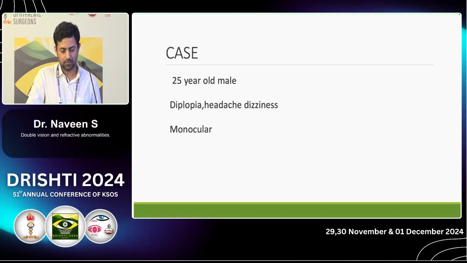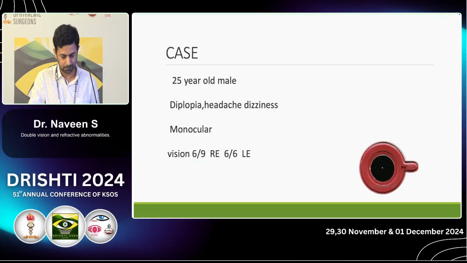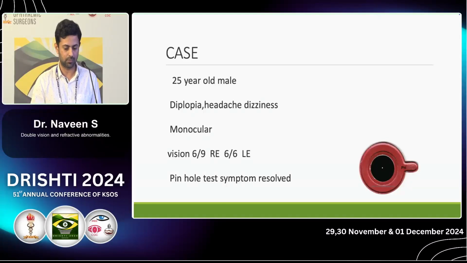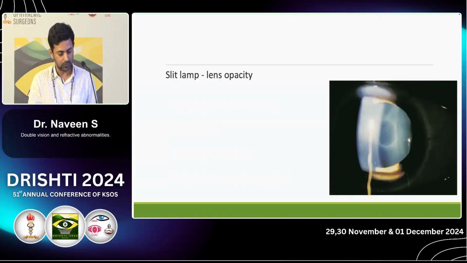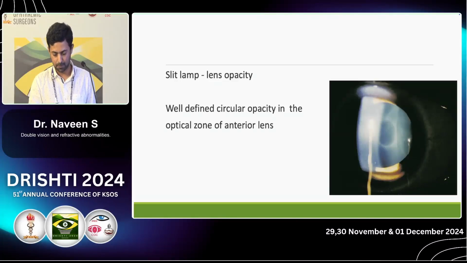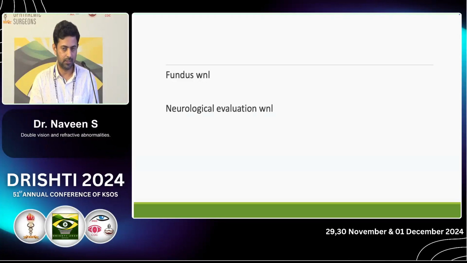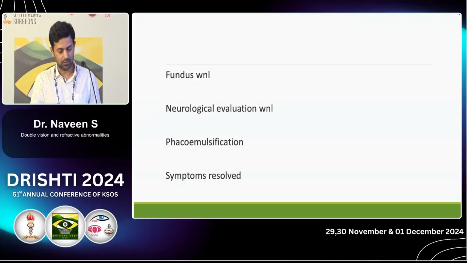From the symptoms and from the evaluation, the patient is having monocular diplopia. His vision was 6/9 in the right eye and 6/6 in the left eye. We did a pinhole test, and with the pinhole the symptoms resolved. So, we did a slit lamp examination, and it showed a lens opacity in the central visual axis, a well-defined circular opacity. The rest of the examination was within normal limits. So, this was a case of the lens causing diplopia, and phacoemulsification surgery resolved the patient's symptoms.